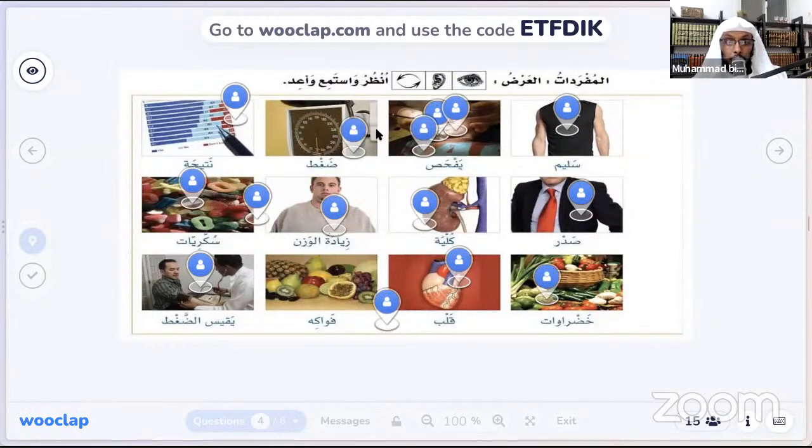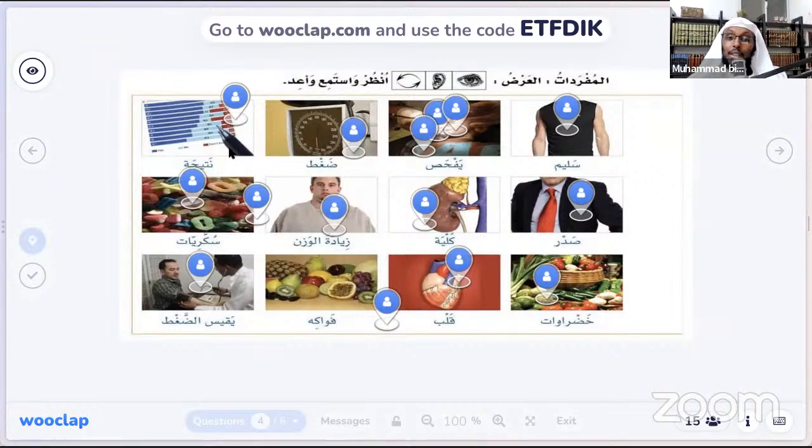ضغط means pressure. Blood pressure or any other pressure. Work pressure as well. School pressure. Arabic conversational course pressure. Homework assignment pressure. All of that means ضغط. Then we have نتيجة, results. صدر, chest. كلية, kidney. Now كلية, كلية. What would be the difference?